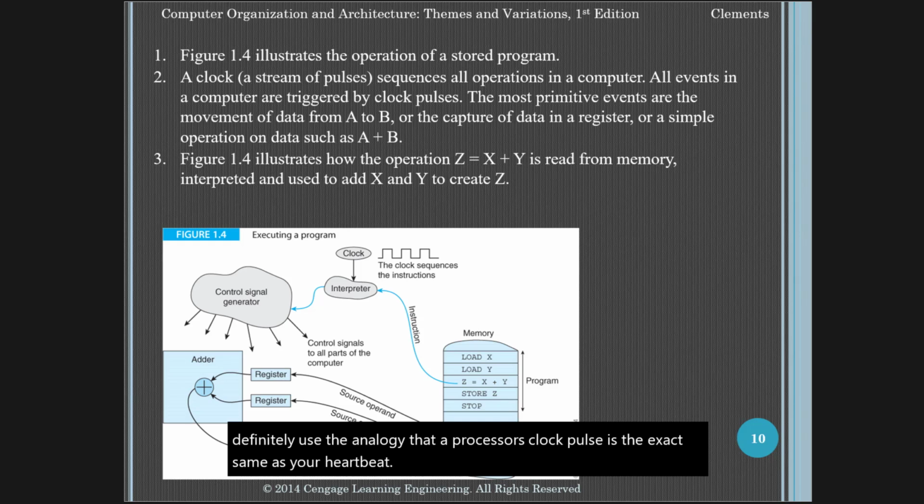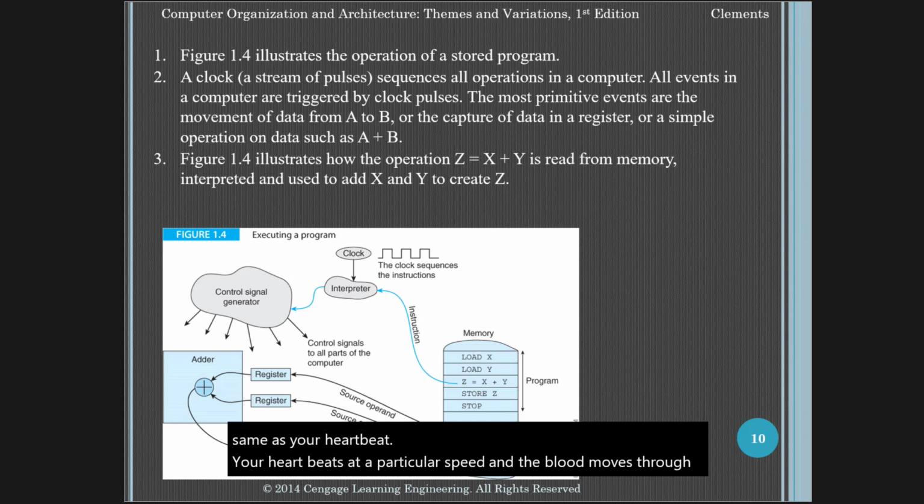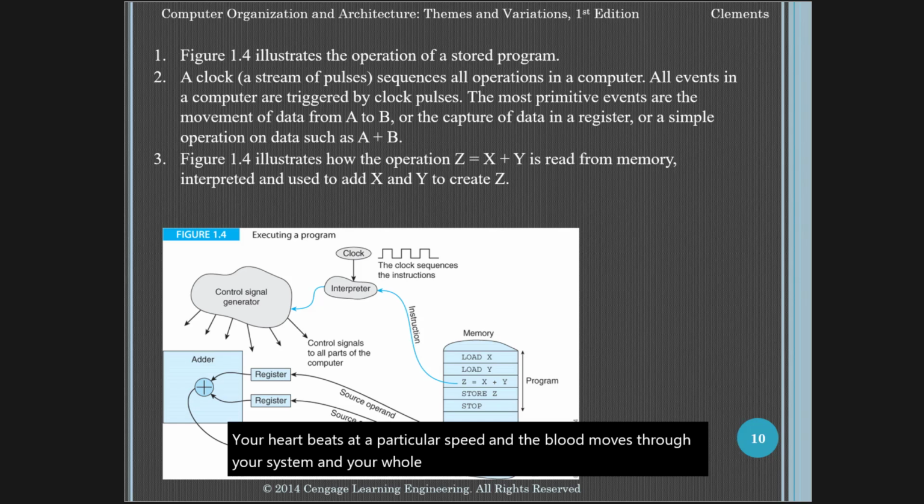You can definitely use the analogy that a processor's clock pulse is the exact same as your heartbeat. Your heart beats at a particular speed, and the blood moves through your system, and your whole body operates on that clock speed. As your heart rate increases, the blood moves through your body faster. As your heart rate slows, the blood moves through your body slower.